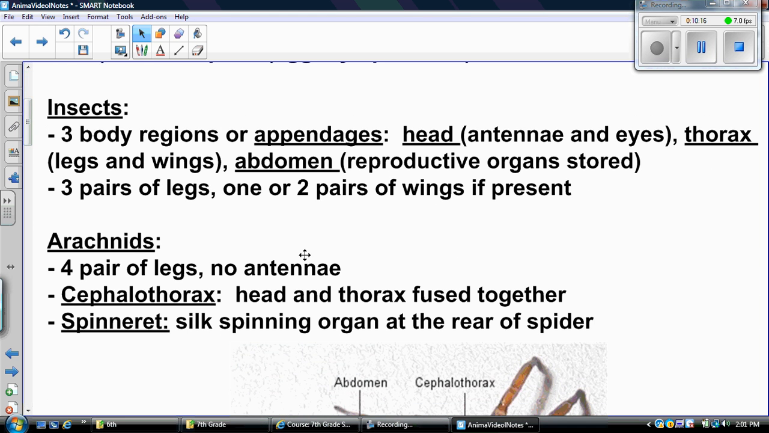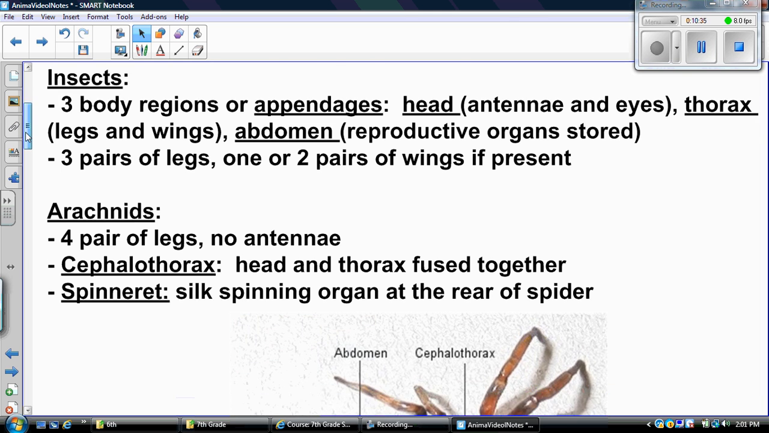Insects, they have three body regions or appendages. They have a head, which has the antenna and eyes. Thorax is where the legs and wings are attached. And an abdomen, that's where the reproductive organs are stored. Insects usually have 3 pairs of legs, 1 or 2 pairs of wings if present.